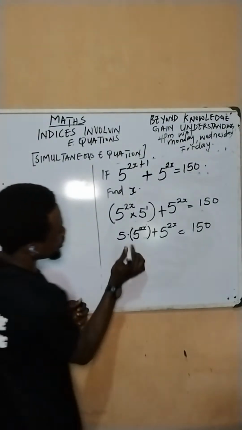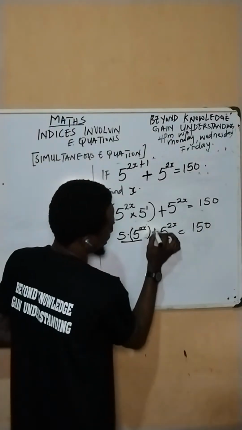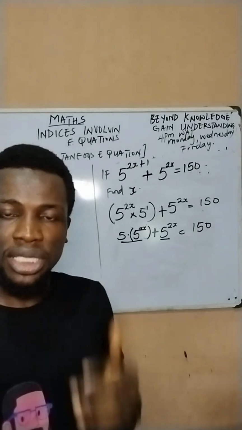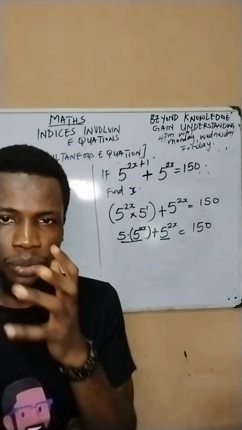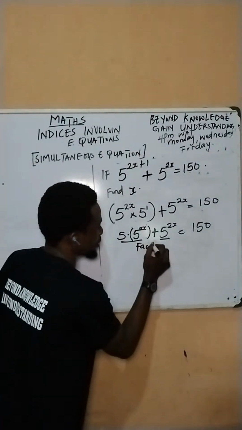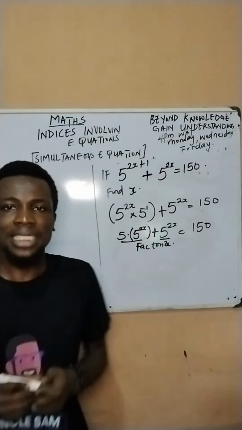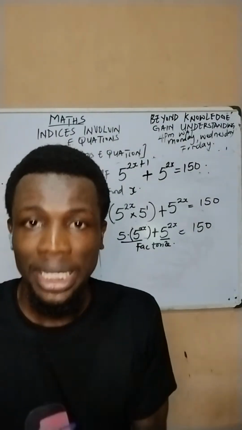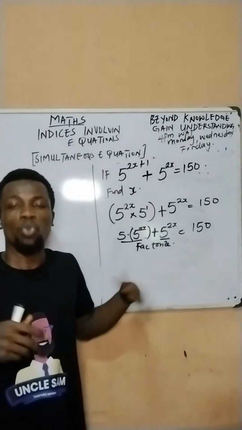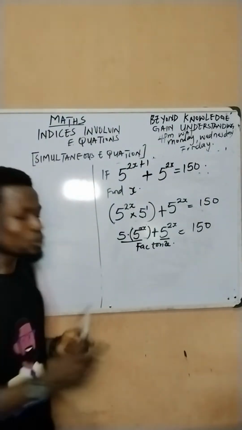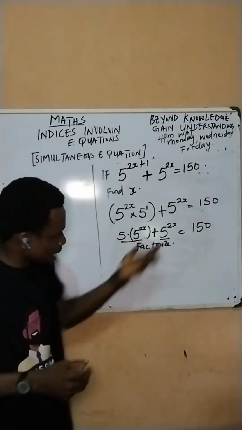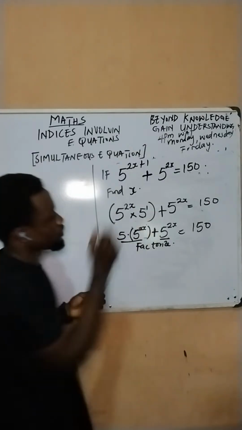Now, since these two expressions are separated by a positive sign, whether positive or negative, there's something we can do. What can we do? We can choose to factorize. In factorizing, we are trying to find what is common. And since this part and this part are separated by a positive sign, we factorize by finding what is common. If you look at this now, you can agree with me that what is common between this side and this side is 5 raised to the power of 2x.